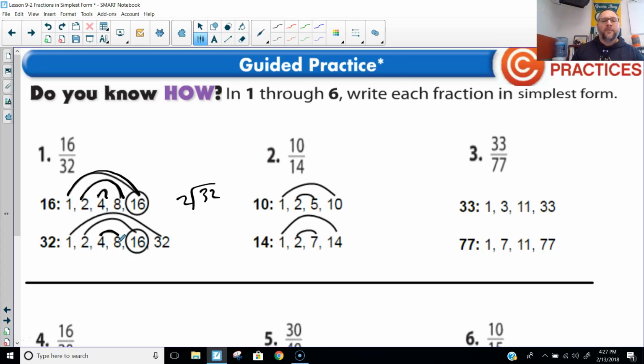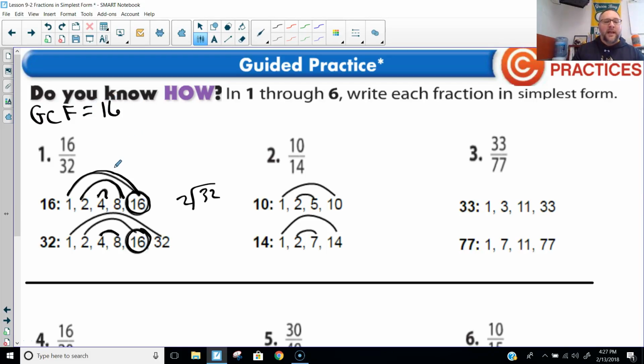Now what I do is look for the greatest number that is in both factor rainbows. So I look at the greatest number in my factor rainbow of 16, and it is 16 itself. I look down below, and I have 16 down here as well. So my greatest common factor for 16 and 32 is 16.